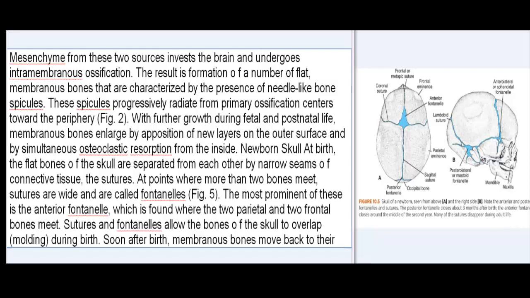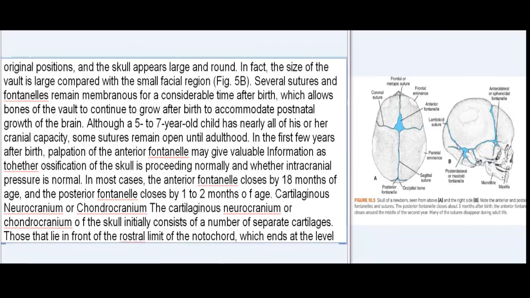Newborn skull at birth. The flat bones of the skull are separated from each other by narrow seams of connective tissue, the sutures. At points where more than two bones meet, sutures are wide and are called fontanelles, Fig. 5. The most prominent of these is the anterior fontanelle, which is found where the two parietal and two frontal bones meet. Sutures and fontanelles allow the bones of the skull to overlap, molding, during birth. Soon after birth, membranous bones move back to their original positions, and the skull appears large and round.